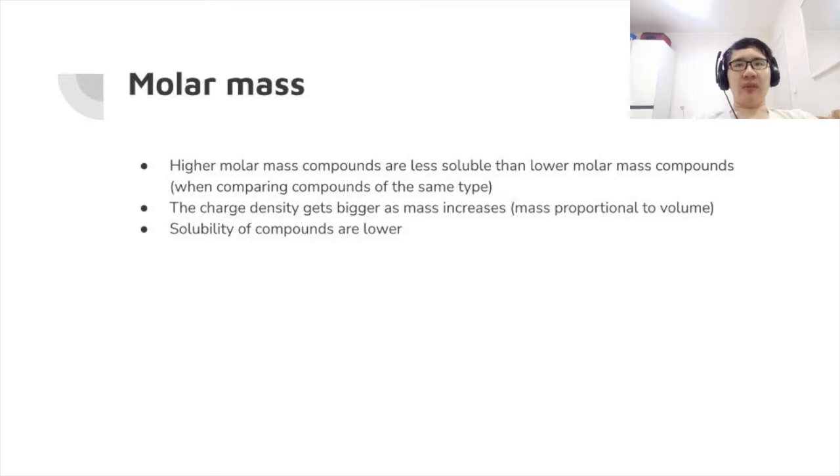Mass itself is not a major factor in how soluble a substance is. However, when comparing compounds of the same type, a higher molar mass compound will be less soluble than the lower mass compounds. Since mass is proportional to volume, the charge density is bigger as mass increases. Hence, the solubility of the compound is lower. Overall, the solubility value will need to be varied with molar mass.